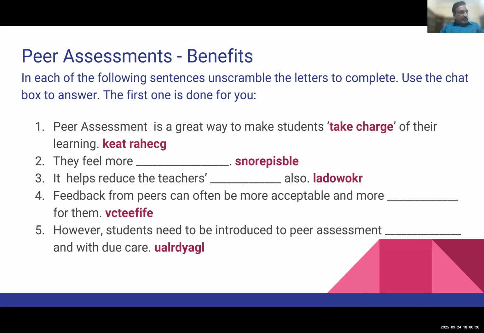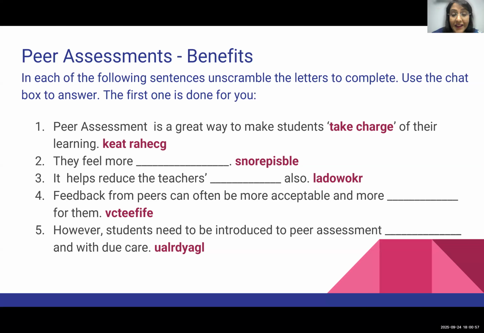On this slide, you will see a quiz where you have to fill in the blanks by unscrambling the letters written in front of the sentences. The first one is done for you. For example, peer assessment is a great way to make students take charge of their learning. Participants, could you please solve the rest of the quiz? You can write the number and your answer.